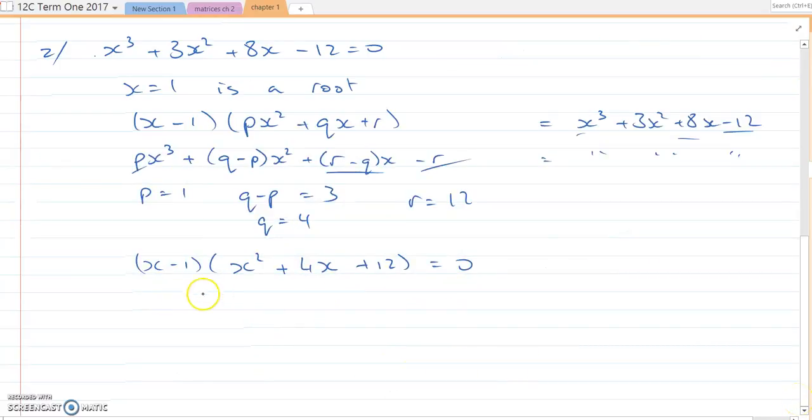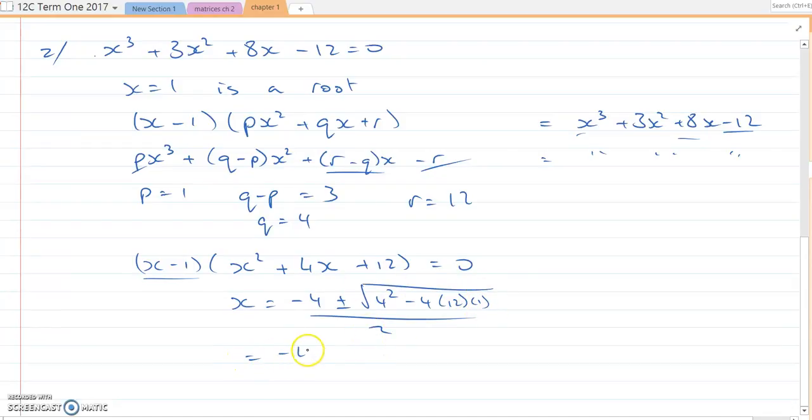Alright, so really, to solve this, we know that this gives us one of our roots, 1. We could use the quadratic formula, or we could complete the square to solve this. We did the quadratic formula last time, let's just do it again. So we're going to get minus 4 plus or minus square root of 4 squared minus 4 times 12 times 1, over 2. That is 16 minus 48, negative 32, I think, yep, 32.